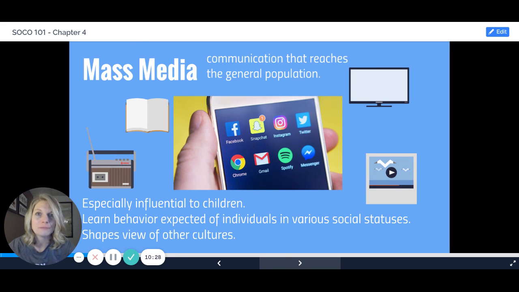So some of these perceptions that mass media gives us are a bit inaccurate. So it's very important that we realize where information is coming from, who's supporting it, and we ask the question, is everyone and everyone's ideas represented equally? So it's a big impact. It shapes our views of other cultures.